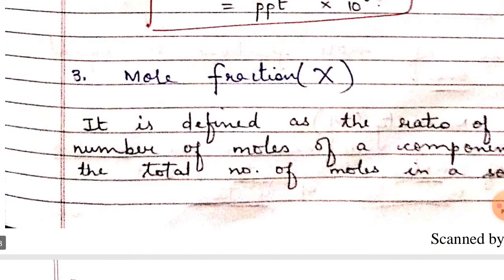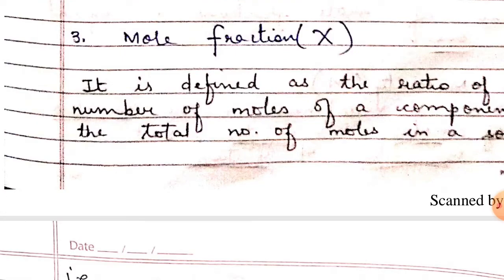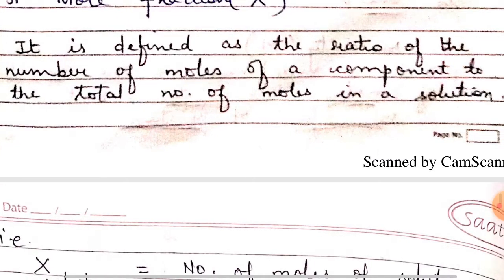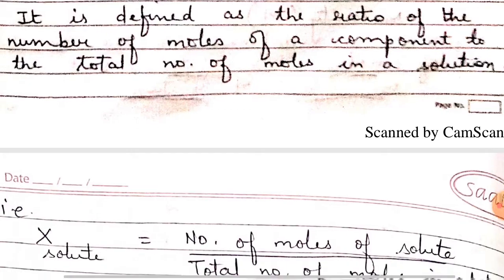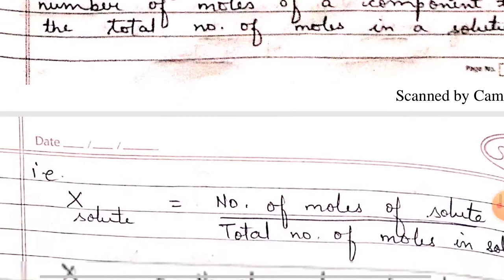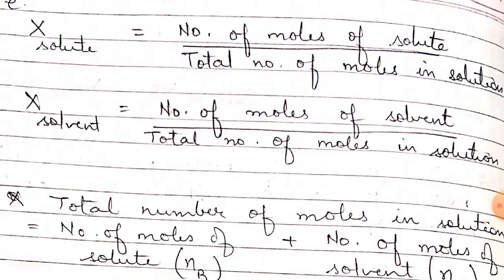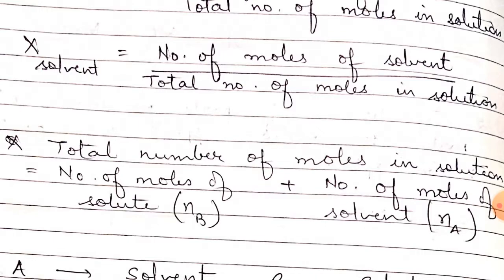Now the third unit to express the concentration is mole fraction, denoted by X. Mole fraction, that is the fraction of the number of moles. It is defined as the ratio of the number of moles of a component to the total number of moles in a solution. So if you need to find the mole fraction of solute, you can find. Mole fraction of solvent, you can find. But you should know the number of moles of that component to the total number of moles in the solution. That is X solute is equal to number of moles of solute upon total number of moles in solution. X solvent is equal to number of moles of solvent upon number of moles in solution.